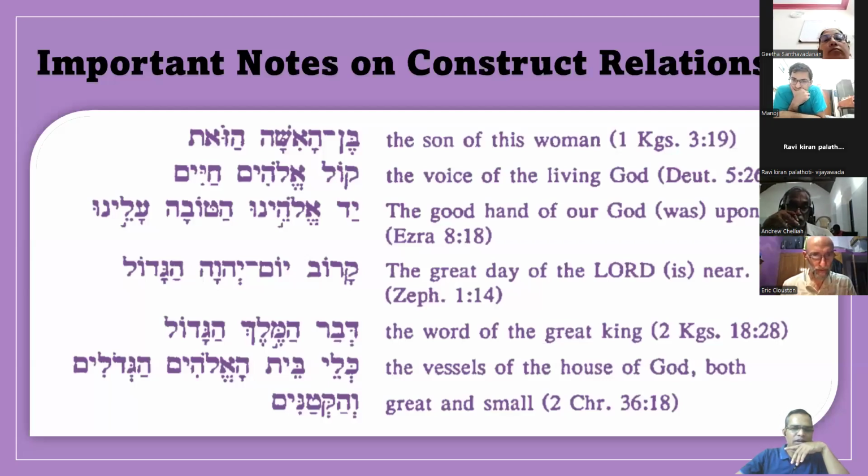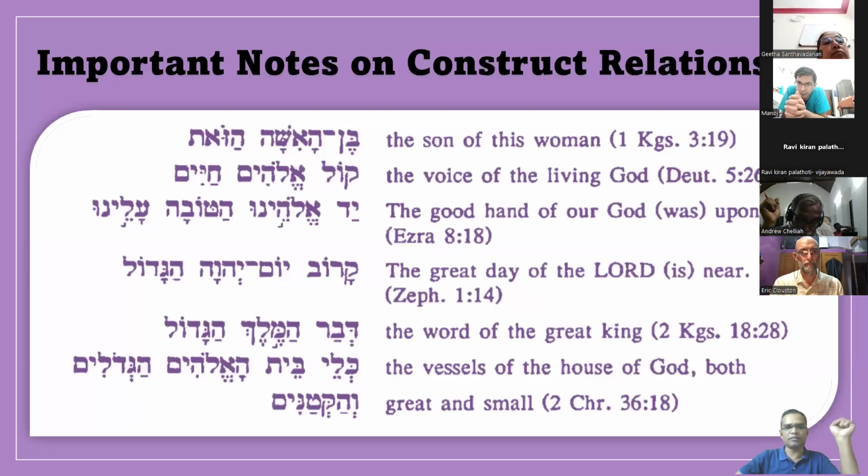In this one, Yom Adonai, day of the Lord. Okay. And then Dever ha-melech, the word of the king. Great is an adjective. All right. So you don't see anything placed in between the nouns that are in the construct and absolute relationship.